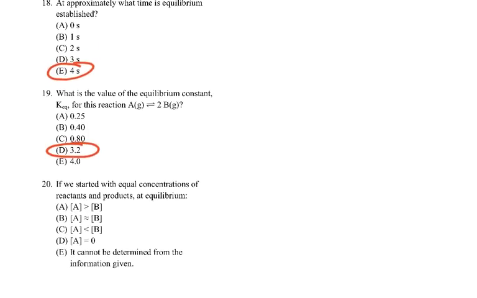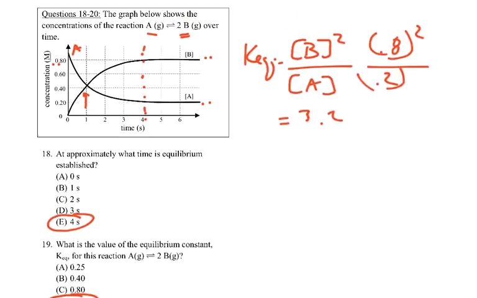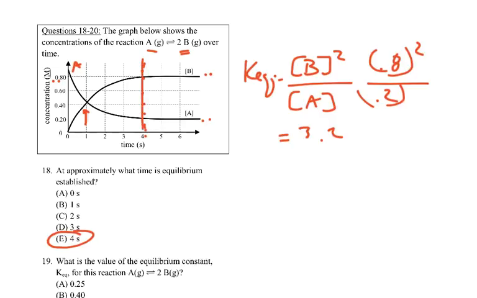Okay, 20. If we started with equal concentrations of the reactants and products at equilibrium, what would we have? Okay, well, this is the equilibrium we're going to have, and it doesn't matter whether we start with all A, all B, or half A and half B. When we get done, it's going to look something like this. So the graph itself would look a little different. It would look like starting here, then it would go up to here and down to here, but the ending would look the same.